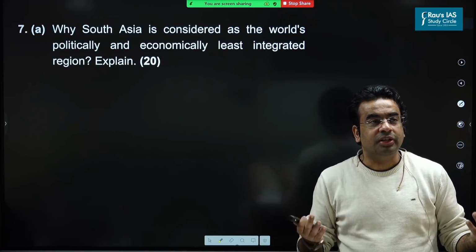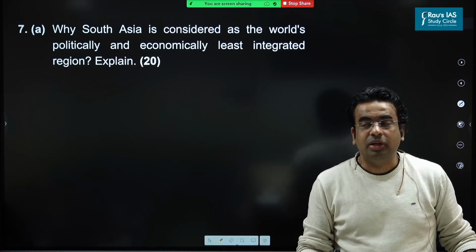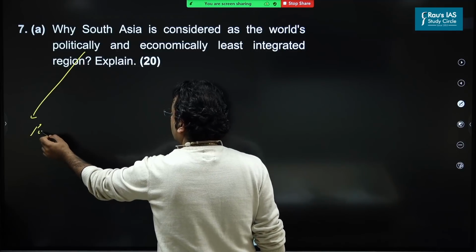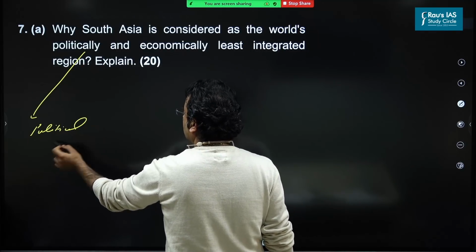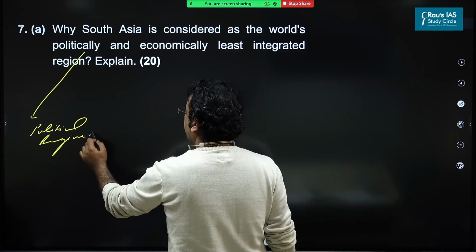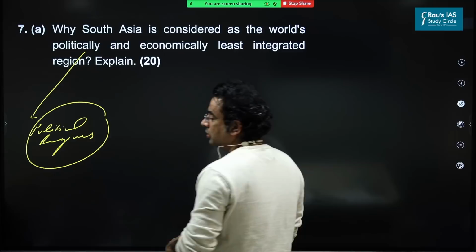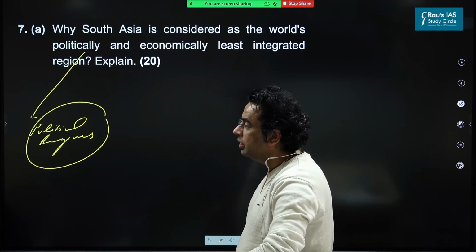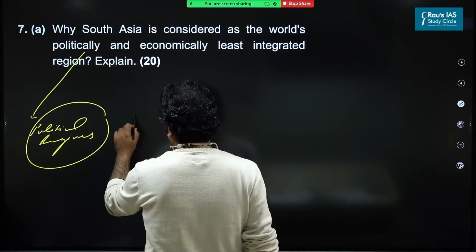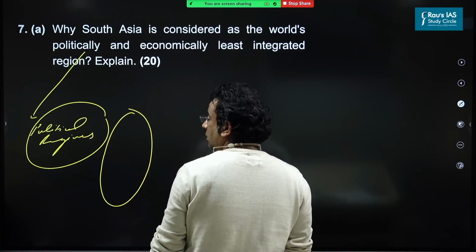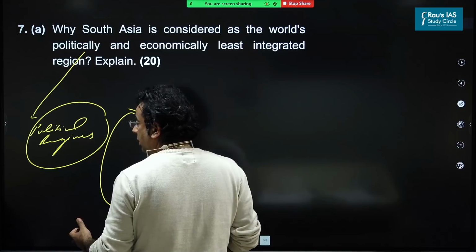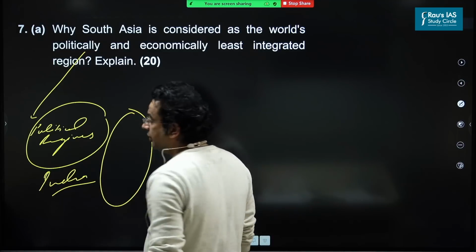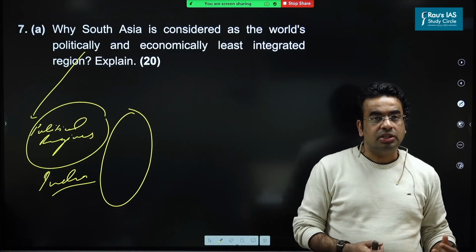Why is South Asia considered the world's politically and economically least integrated? Okay, politically because of different kinds of political regimes. If you see South Asia, the only state where democracy has survived is India, and democracy is very fragile in all of the South Asian countries.